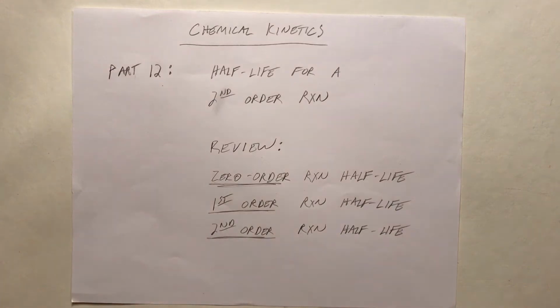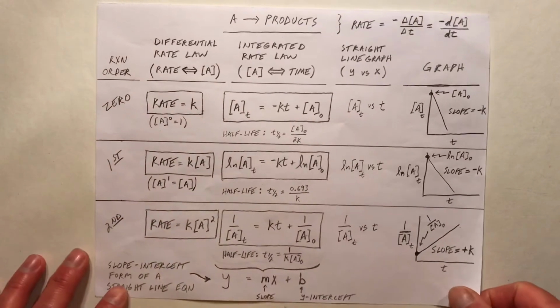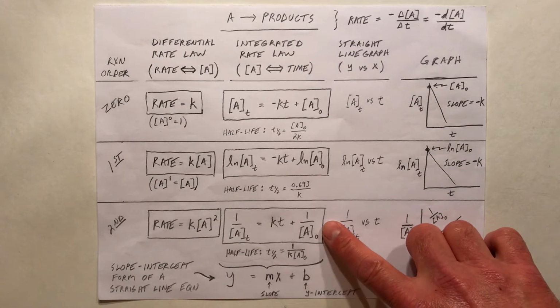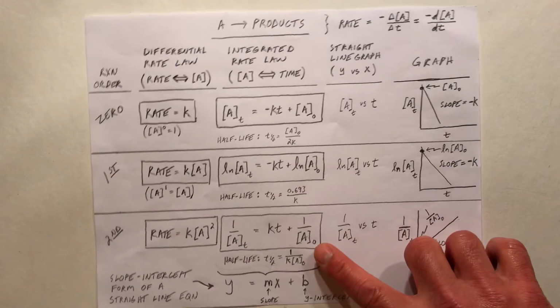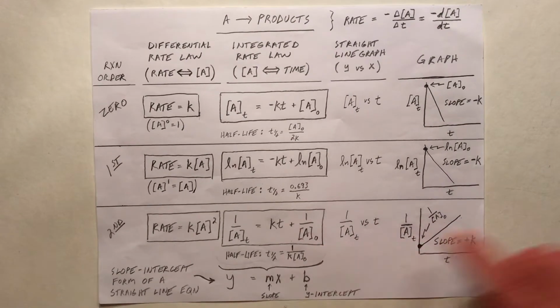Chemical Kinetics Part 12, half-life for a second-order reaction, and we're going to do a quick review of zero, first, and second-order half-lives. This is a sheet with all of the important equations that you would use to do calculations for kinetics. In this video, we're going to take a look at how you can take the integrated rate law for a second-order reaction and turn it into the half-life equation for a second-order reaction.